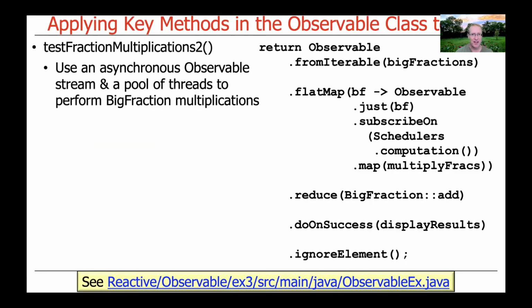And this is a method that's called testFractionMultiplications2. It's also in the ObservableEx.java file in my ex3 folder in my GitHub account.